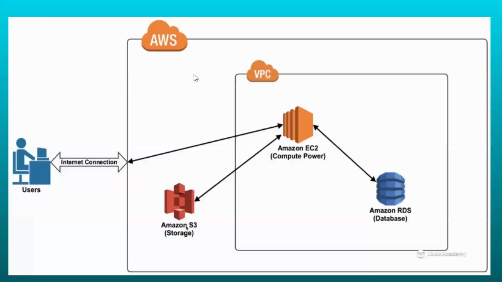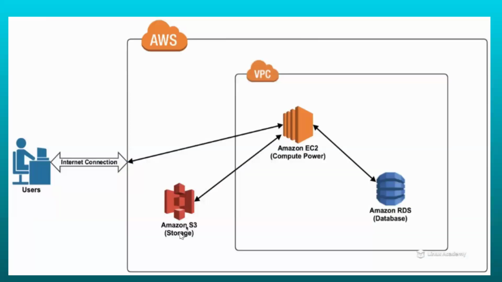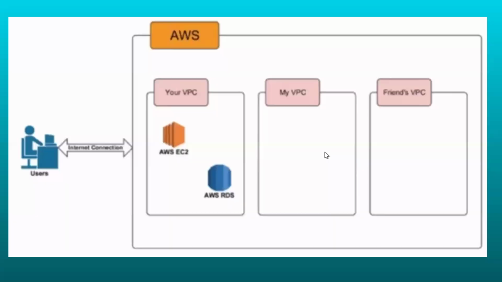But let us understand what is a VPC, what is EC2, what is RDS, what is an S3 bucket. Let us understand one by one. First, let us talk about VPC. Amazon Virtual Private Cloud, we call it VPC.